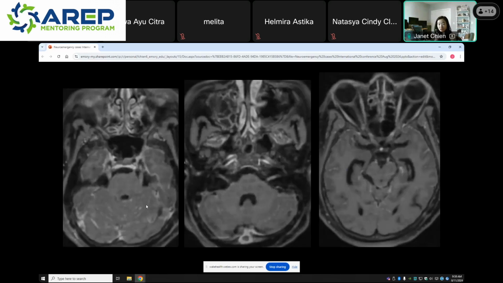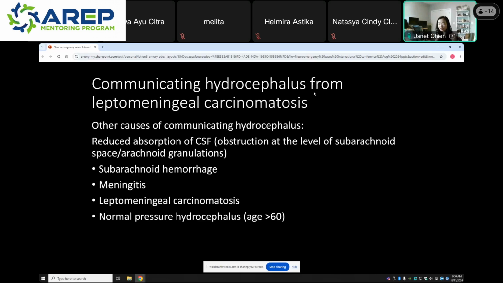So yes, there's leptomeningeal carcinomatosis. You can see there's abnormal enhancement, nodular, along the cerebellar folia, along your trigeminal nerve, so cranial nerve 5. You can see abnormal enhancement along the IAC, so cranial nerves 7 and 8, as well as along your cranial nerve 3. And there's abnormal leptomeningeal enhancement along the cerebral sulci as well. So great job. This is communicating hydrocephalus from leptomeningeal carcinomatosis.